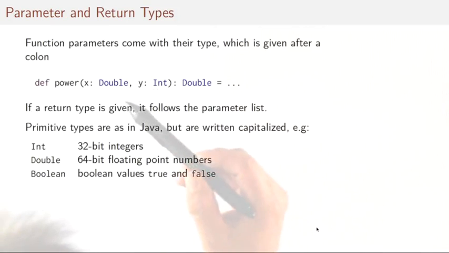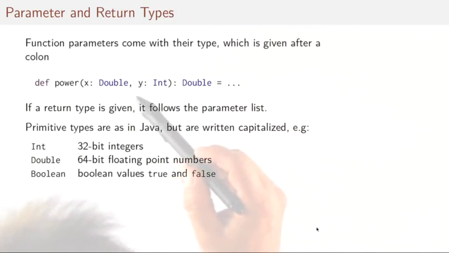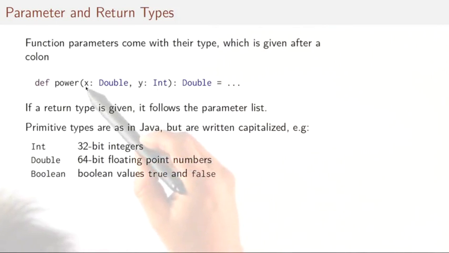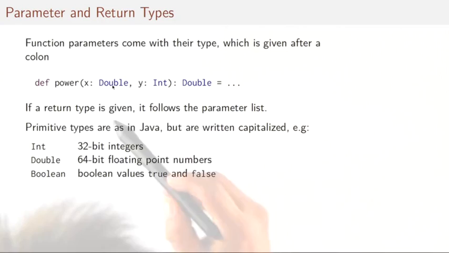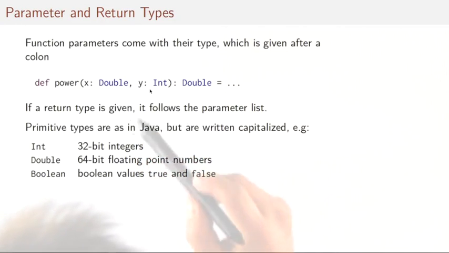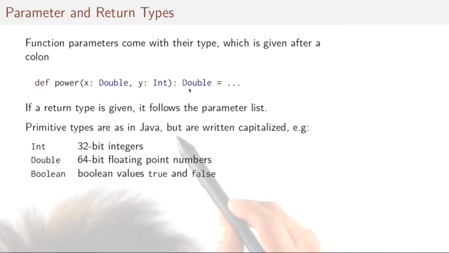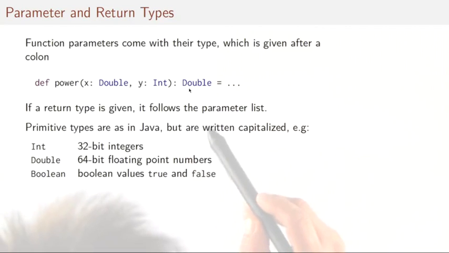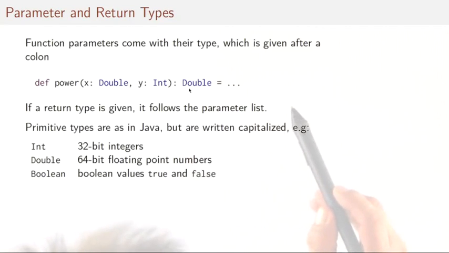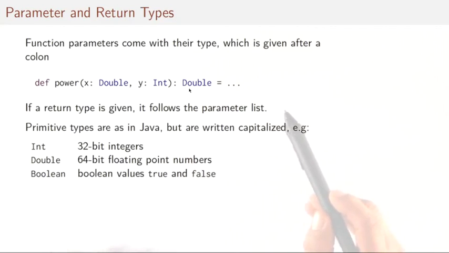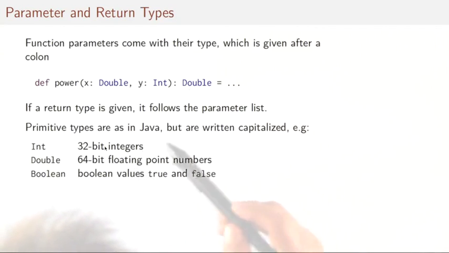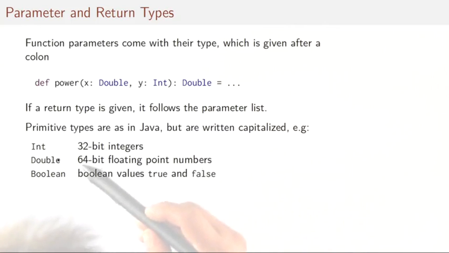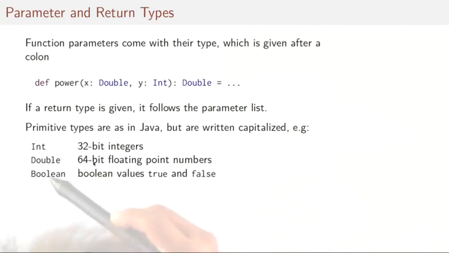You've seen in the last slide that function parameters come with their type, and this type is given after the parameter name and a colon in Scala. So you would write x colon Double, y colon Int. You can also give the return type of a function that follows after the parameter list. The primitive types are written as in Java, but they are capitalized. So Int, for example, is a 32-bit integer, Double is a 64-bit floating point number, and Boolean represents the Boolean type with values true and false.